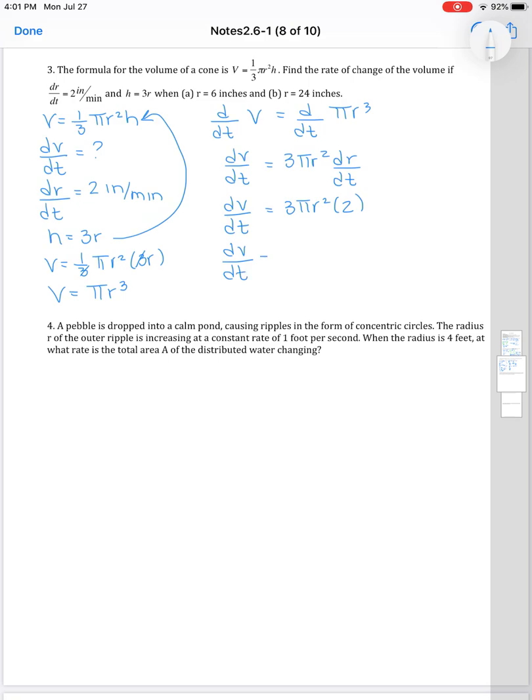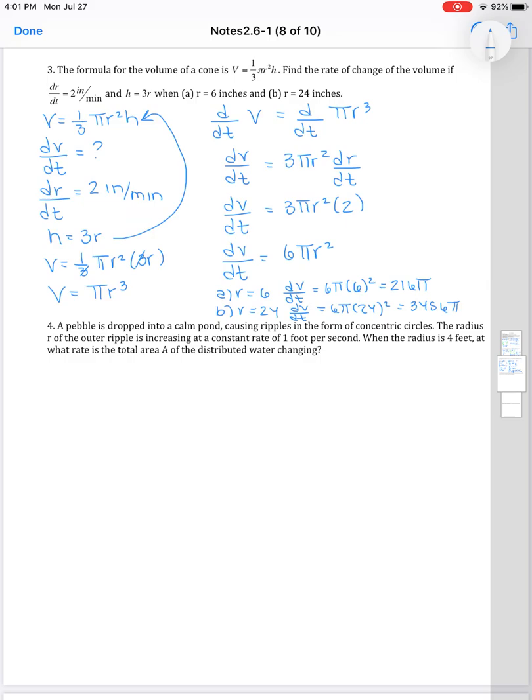So now I'm going to take the derivative with respect to time of the left, and the derivative with respect to time of the right. Again, in neither situation do they agree. So the left is dV/dt, and on the right I get 3 pi r squared dr/dt. We do not know dV/dt, that's what we're finding, but we know that dr/dt is equal to 2, so I can sub that in. So the equation for dV/dt is 6 pi r squared.